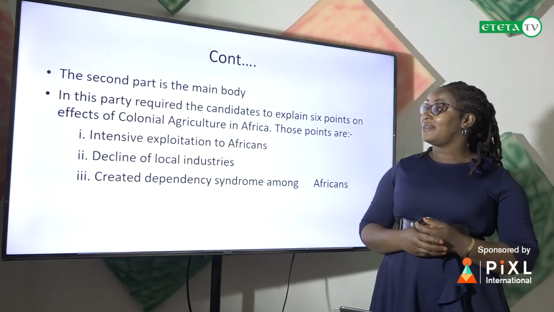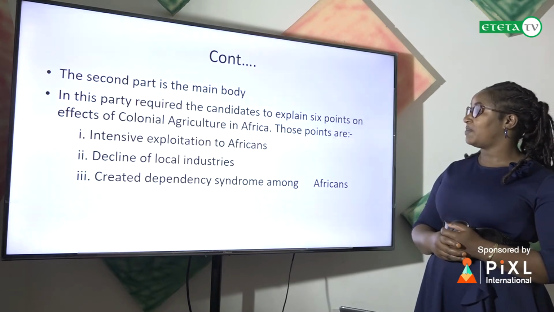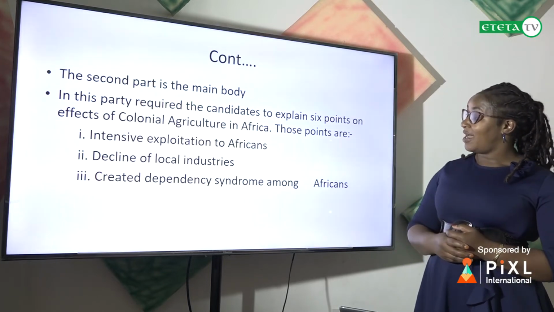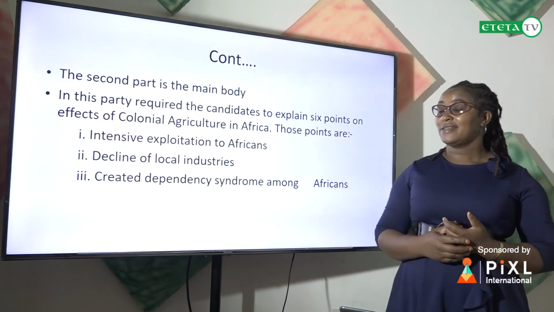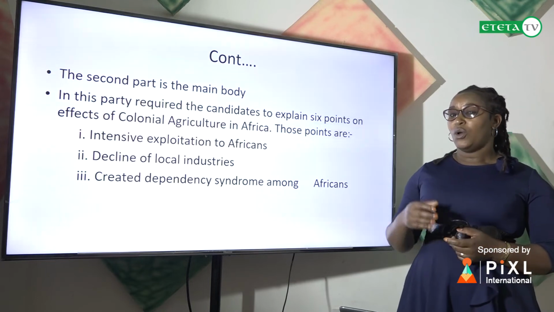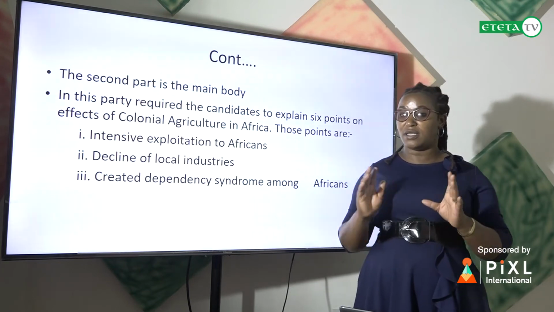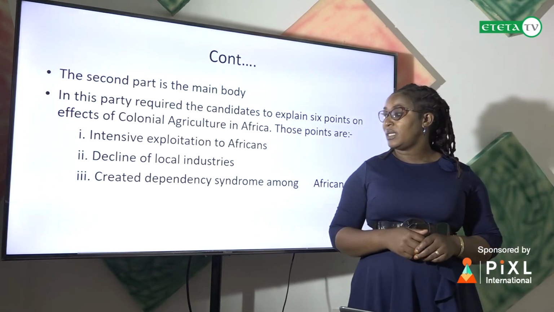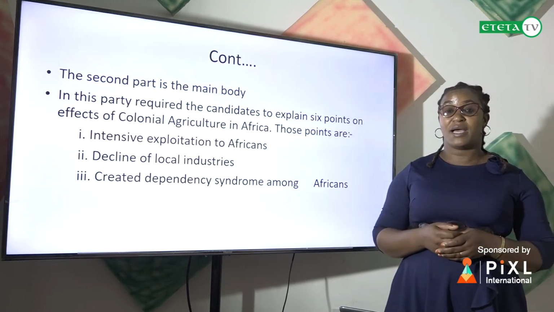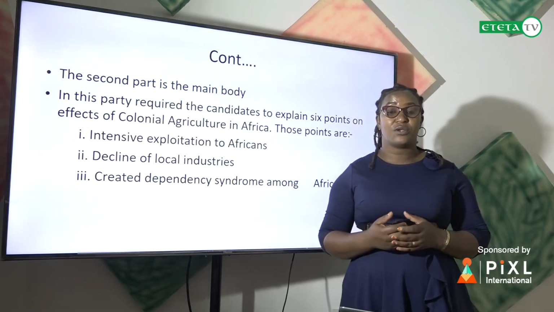The second part is the main body. In this part, the candidates are required to explain 6 points on effects of colonial agriculture in Africa. Those points are: number 1, intensive exploitation of Africans. Colonial agriculture was based on benefiting the colonialists and not the Africans. Number 2, decline of local industries. As we can see here, pre-colonial Africans had their own industries, but this declined with the introduction of colonial agriculture.